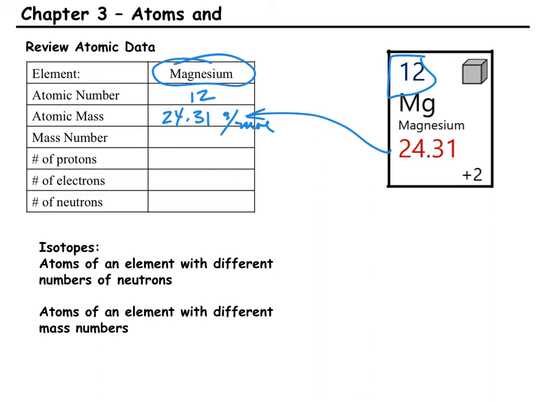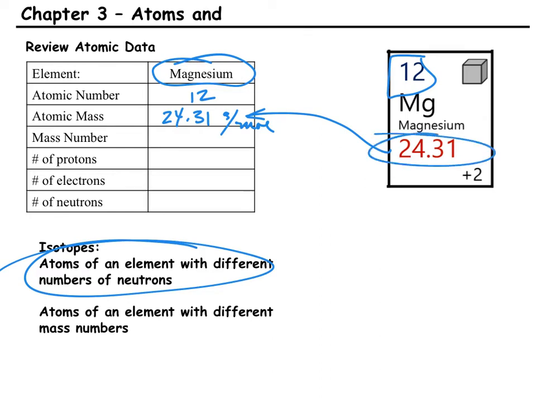The mass number. Now, the mass number would depend on the isotope. Remember what isotopes are. They're atoms of an element with different numbers of neutrons or different mass numbers. This number right here then is the average of all the known isotopes. We'll talk about that here in a minute. And it's not a whole number because of the average thing. If we want the most common isotope, we would round it to a whole number, in this case 24. So the mass number of the most common isotope would be 24.